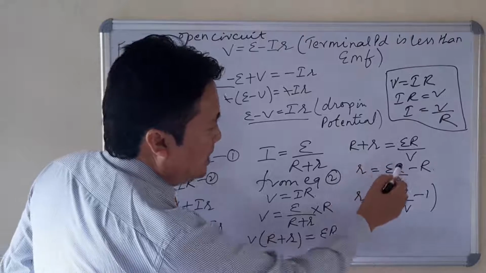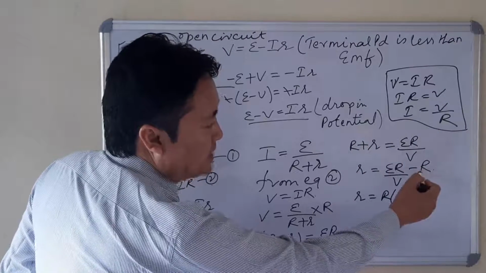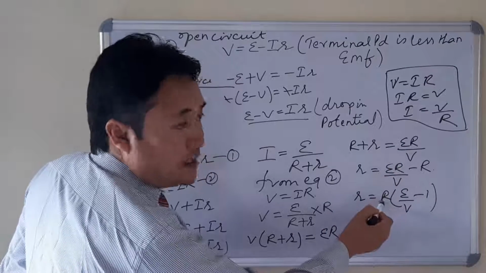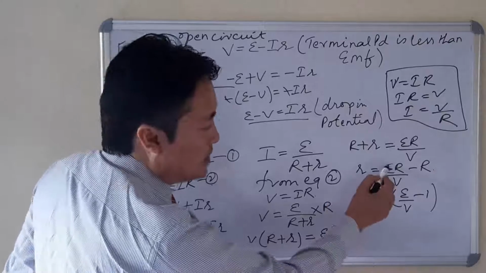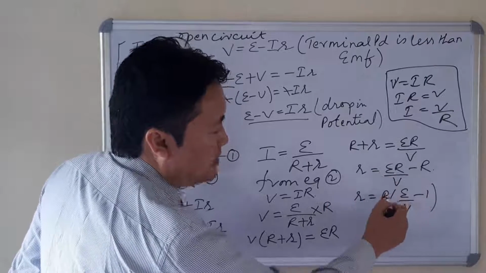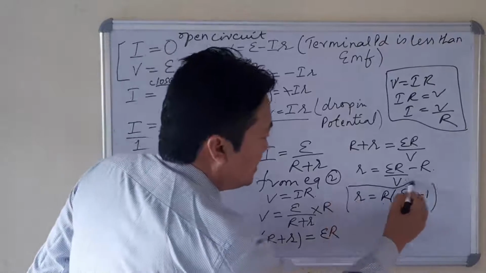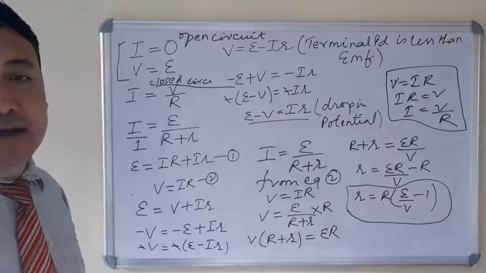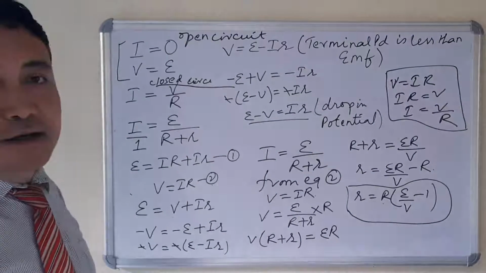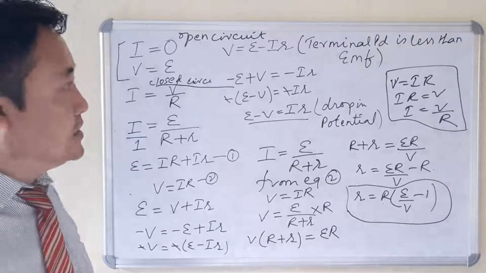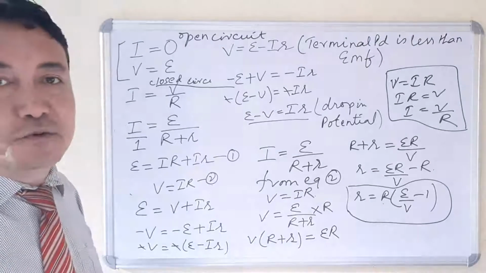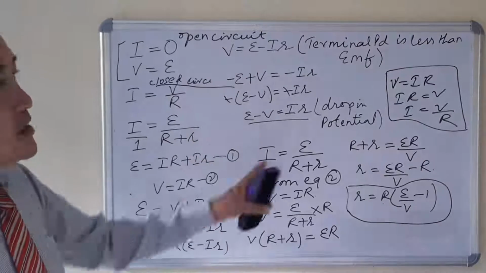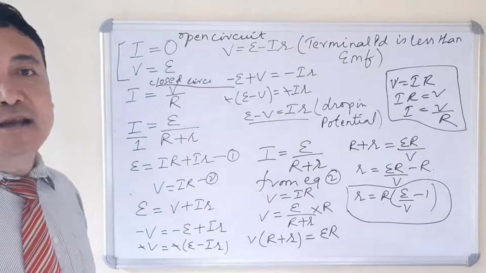Then r equals ER divided by V, take this plus R to the right hand side, that will become minus R. Then r equals, since R is common here, take R common, that is the external resistance. So R times E upon V minus 1. So this formula is used to find the internal resistance of the cell. So this is the derivation of the formula, as well as the relation between the EMF, electromotive force, terminal voltage, and the internal resistance. Please follow it properly and understand it. Thank you.